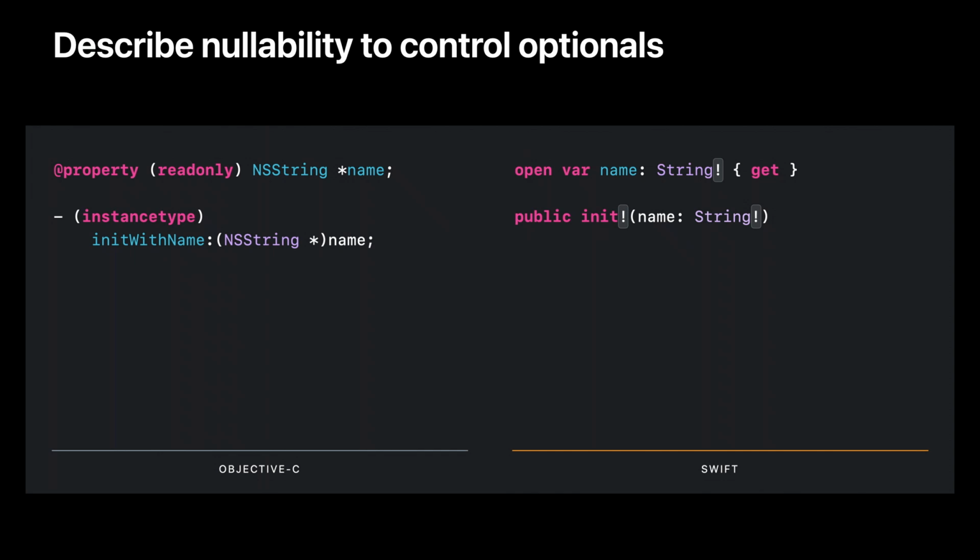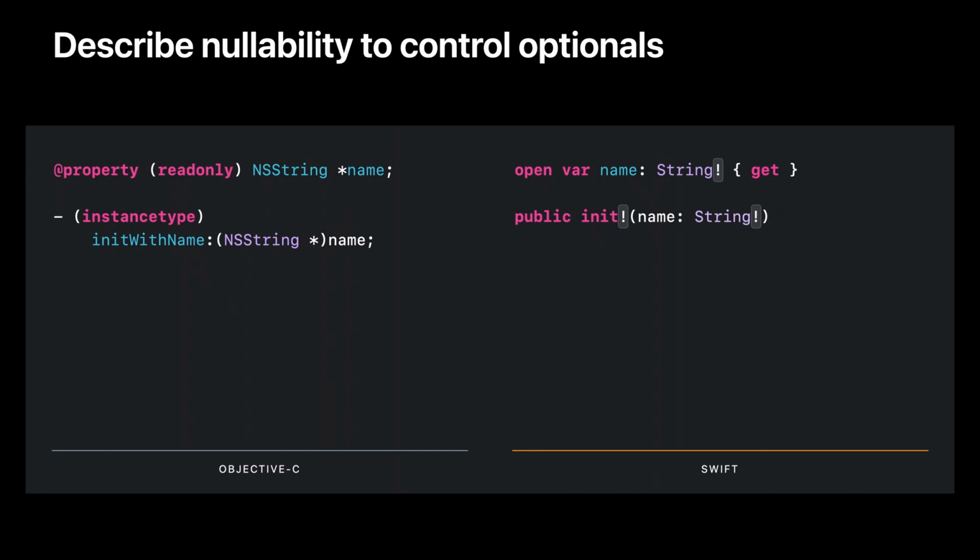Objective-C pointer types, including id types and blocks, can have a valid value, or they can have a zero value, which we call null or nil. This is a lot like Swift's optional type, which can either have a value or be nil. Except that in Objective-C, every pointer type is effectively optional, and every non-pointer type is effectively non-optional.